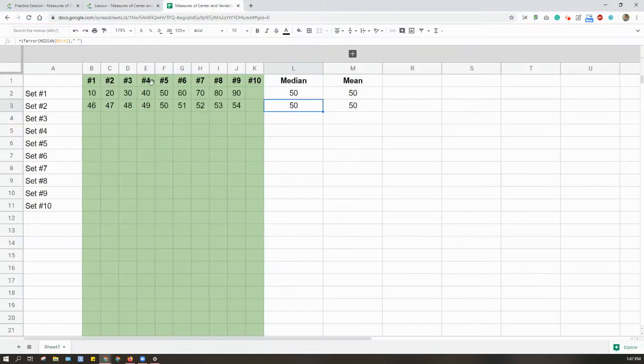So let's go ahead and look at set number 1. How do we calculate the mean absolute deviation? Well, we know the mean of the whole data set is 50, and the mean absolute deviation is the average of how different all of these numbers are from that mean. So in other words, how far away is the first data point from the mean? 10 is 40 away from the mean. So the first number is 40 away. I'm going to write that down.